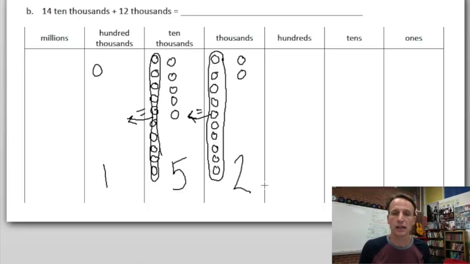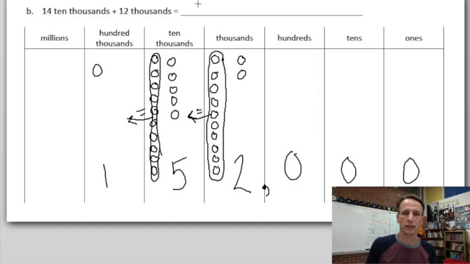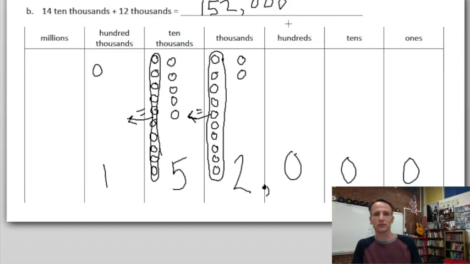And I'll just give you a sneak preview, this is where the comma goes, right? Between thousands and hundreds. And no hundreds, no tens, no ones. And that makes it oh so easy to write my answer, which is 152, here comes the comma, thousand. And that's all I say, 152,000. All right, 3B is done.